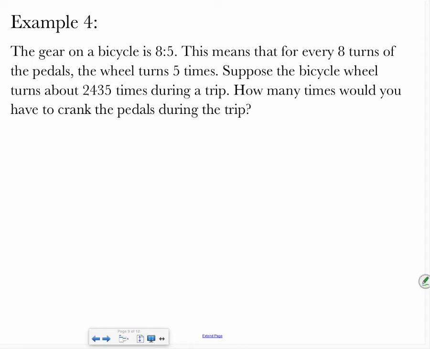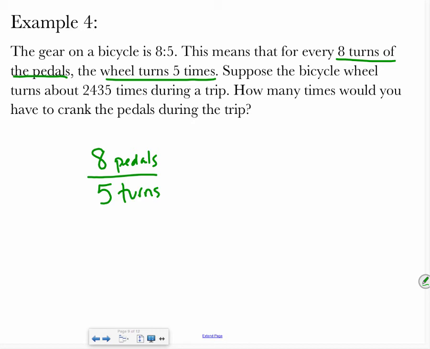Okay, so the way that we need to go about setting this up, we know that for every 8 turns of the pedals, the wheel turns 5 times. So I'm going to say 8 pedals is 5 turns, right? That's our ratio. That's another way to write it. You put the first number on top. All right, and then we'd say equals.